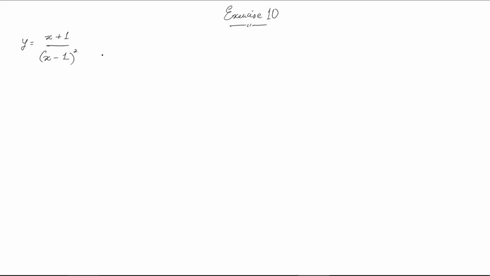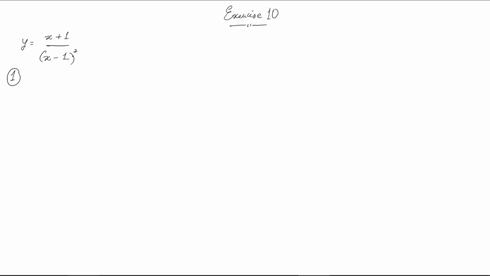So exercise number 10, this is the last part in our curve sketching, which is the second rational function. I have already captured this y equals x plus 1 divided by (x minus 1) squared from our lecture slide for exercise number 10. I'm just going to jump straight into our first part, which is looking at the vertical and horizontal asymptote.